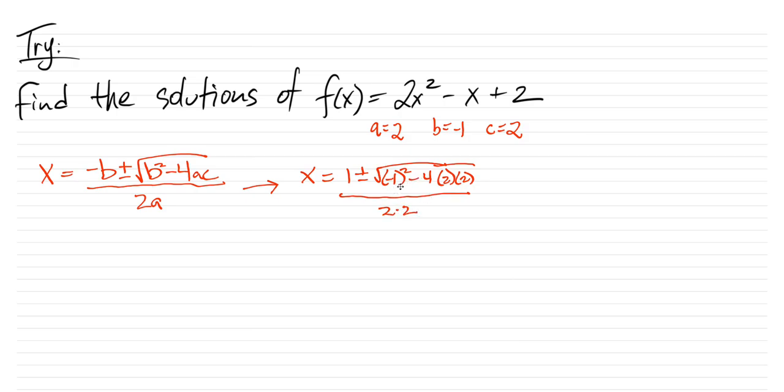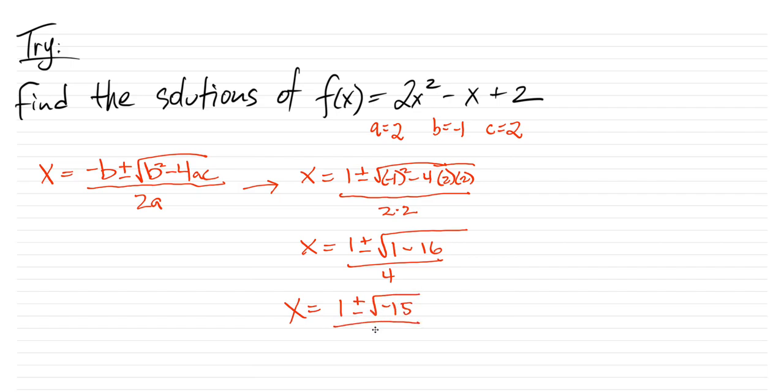So I know this is going to be imaginary because this answer should be negative. So I'm going to simplify the square root first because that's generally what most people like to do. Then it feels less confusing. So negative 1 squared is positive 1 minus 4 times 2, 8 times 2, 16. 2 times 2 is 4. And then we have 1 plus or minus square root of negative 15 over 4.